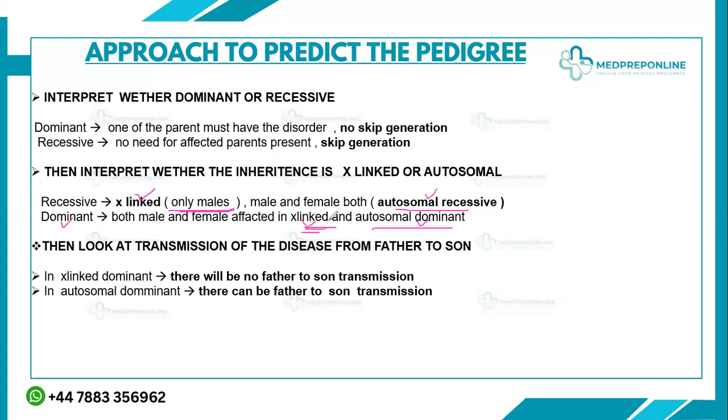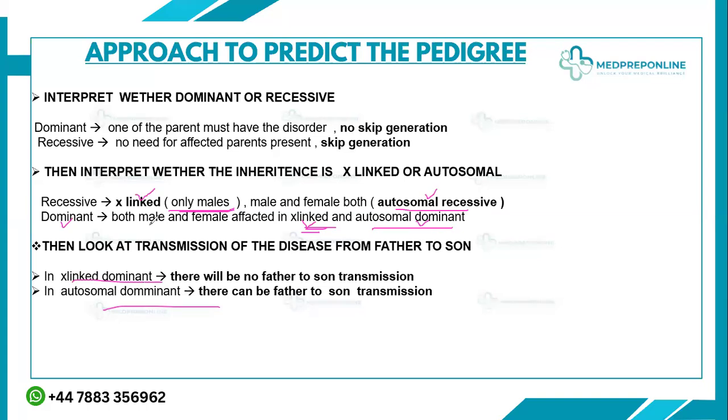Now the next step to differentiate between X-linked dominant and autosomal dominant is to see in the pedigree chart whether there is male to male transmission, that means father to son transmission, or not. If there is father to son transmission, then this is autosomal dominant, because father to son transmission can be there in autosomal dominant. And if there is no father to son transmission, then this is X-linked dominant.